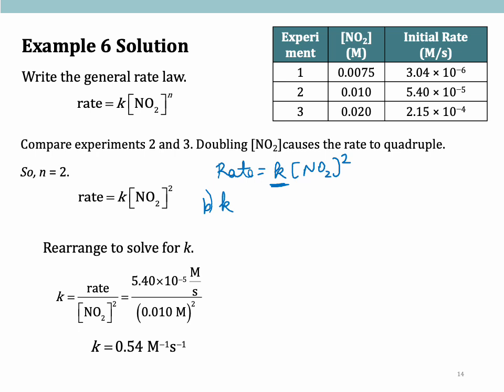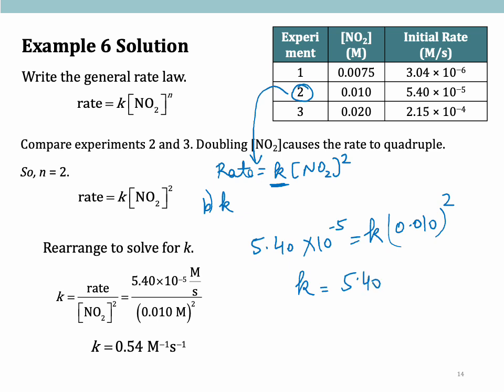Now that I know my power is 2, you can pick any example from here, whichever one you want, 1, 2, 3, all of them will give you the same answer. Let's say we pick experiment number 2. Experiment number 2 rate is, and plug in the values from experiment 2 in this expression. 5.40 times 10 raised to power minus 5 equals K 0.010 to the power of 2, which means K is 5.40 times 10 raised to power minus 5 divided by 0.010 squared, and you solve for this and that would give you your K, molar inverse, second inverse.